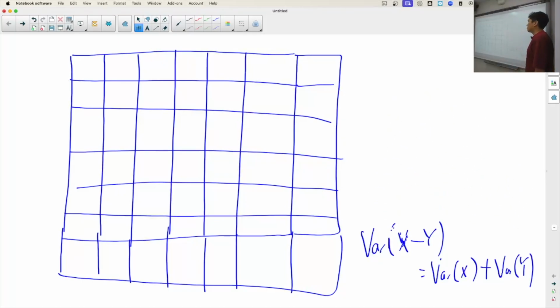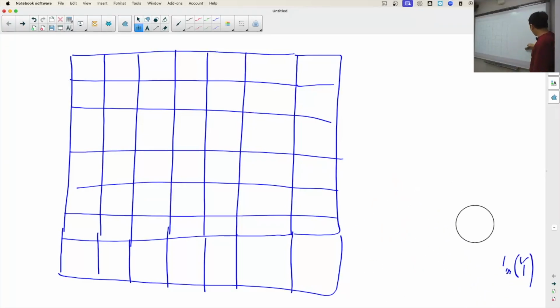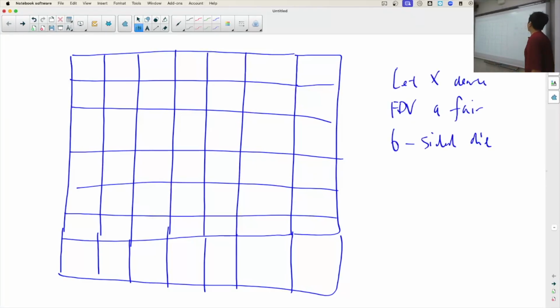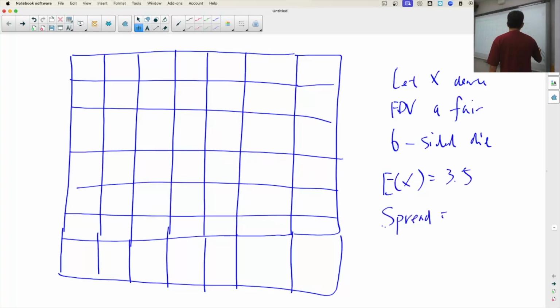I cannot show you what variance is, like I alluded to last week, but I can show you roughly how spread is increased when you introduce more variables. So let's look at a classic example. Let's say I roll a fair six-sided die. What is the expectation of X? 3.5.